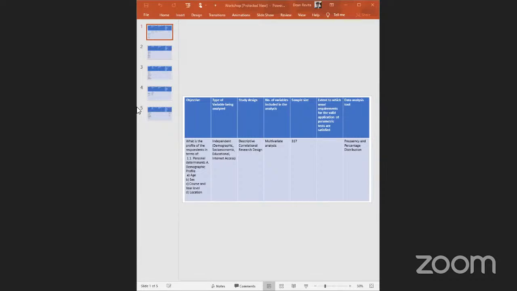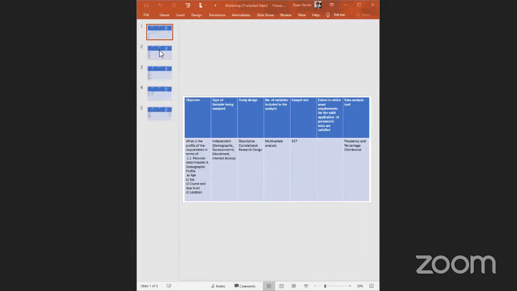While yung number of variables included in the analysis is multivariate po siya since there are many variables po na included. And yung sample size po namin, which we solved through Slovene's formula, is 317 since alam naman po namin ang population po ng CAS. Yung extent to which usual requirement for the valid application of parametric tests are satisfied, which is, I'm not sure po. Pero in this sense po, yung data analysis tool po niya is frequency and percentage distribution po.